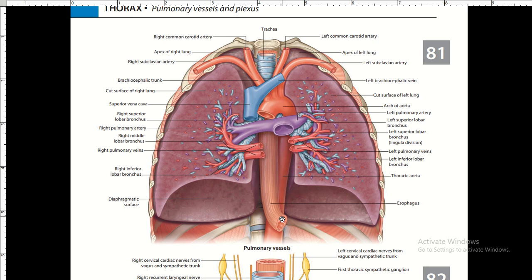What about venous drainage? So the veins correspond to the arteries, right? So the cervical part is going to be drained by the inferior thyroid veins that will drain into the right brachiocephalic veins, right?